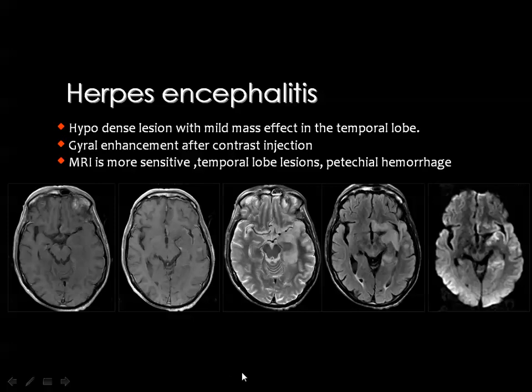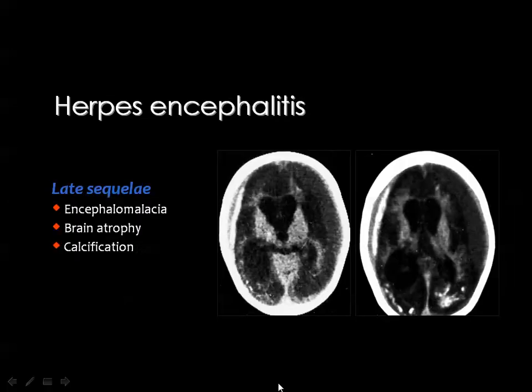And this is also a case of herpes simplex encephalitis affecting the left temporal lobe. There is some swelling by a lesion which is of intermediate signal. It appeared high signal in the T2, high signal in the FLAIR, with restricted diffusion. And if you inject the contrast media, you expect minimal gyral pattern of enhancement.